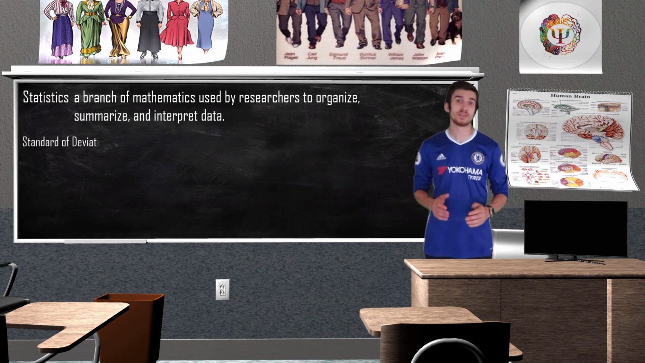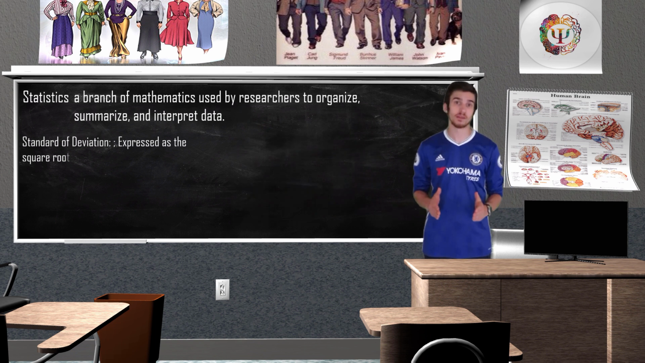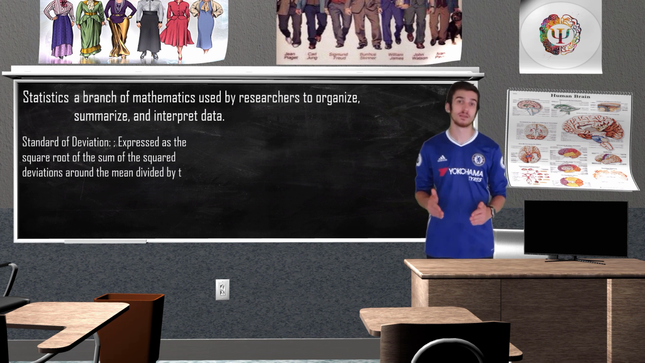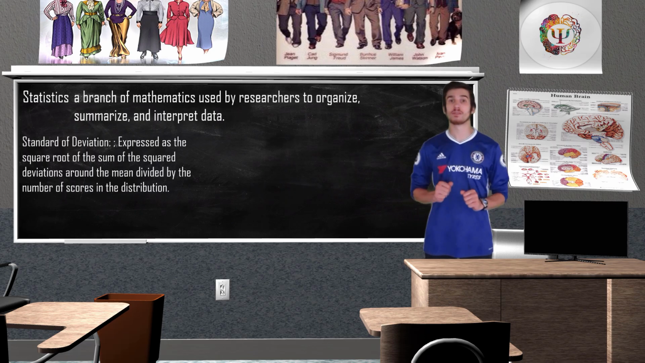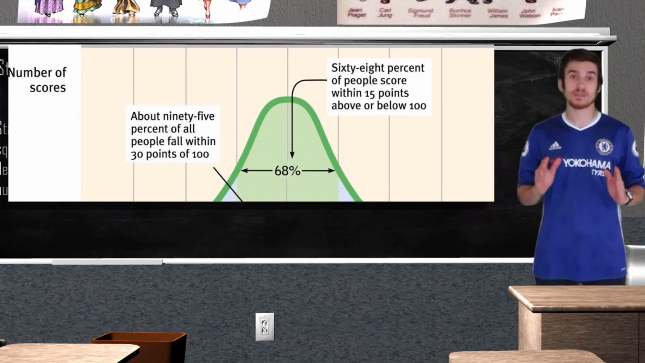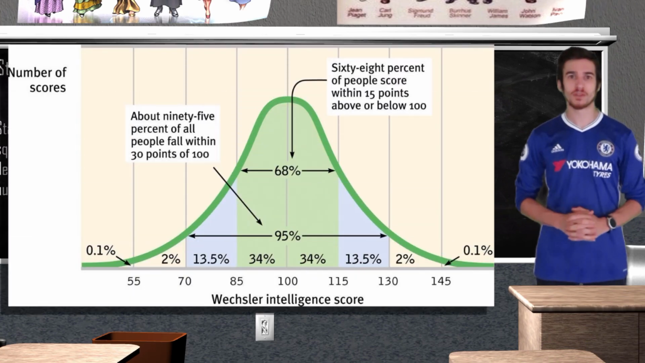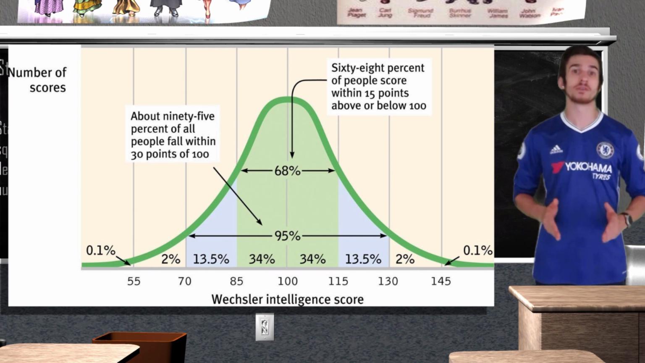The standard deviation is going to be a measure of variability, expressed as the square root of the sum of the squared deviations around the mean, divided by the number of scores in the distribution. A lot of big words there, so let's try another example to give you a better idea of what I just said. Here on the board, you see that we have a normal distribution from David Wechsler's research on intelligence.